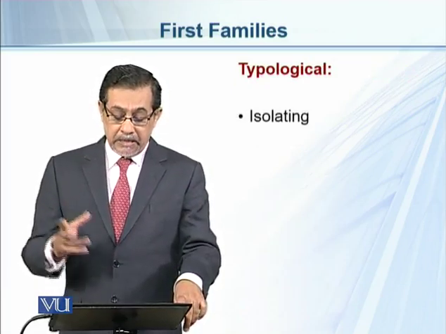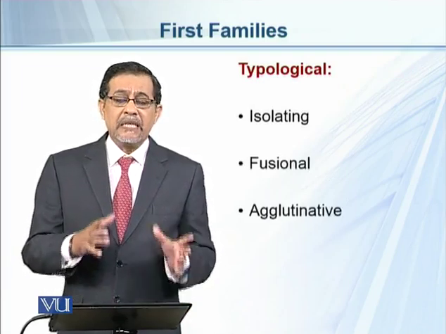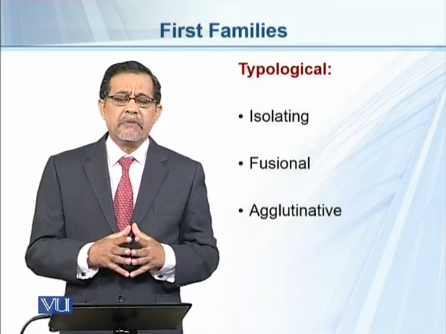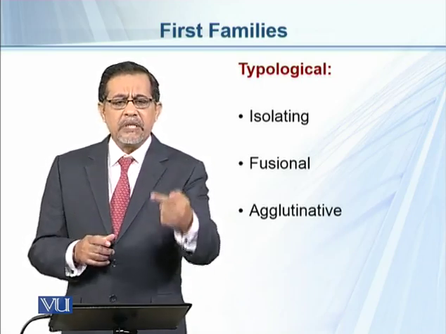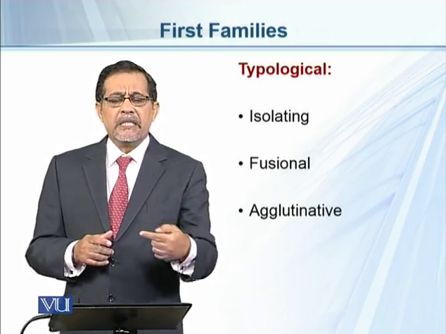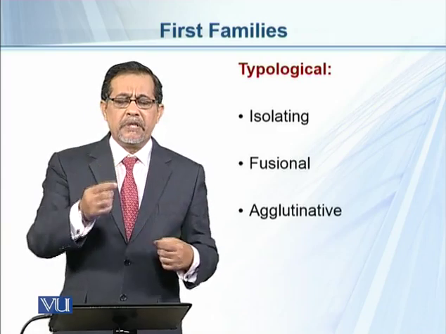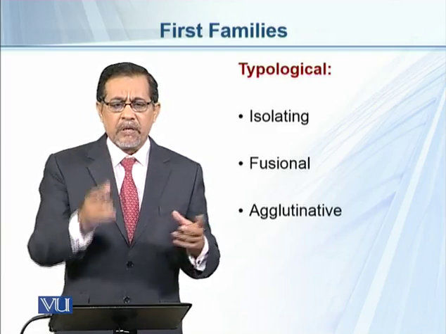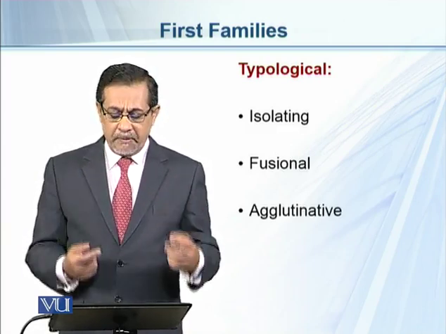Typological: isolating, fusional, and agglutinative. So isolating languages are languages in which there is a single morpheme and the word consists of that single morpheme. Chinese Mandarin is an example of this. For example, in which the and book, they are two words, but they are also two single morphemes.